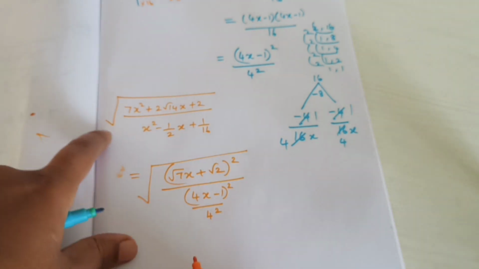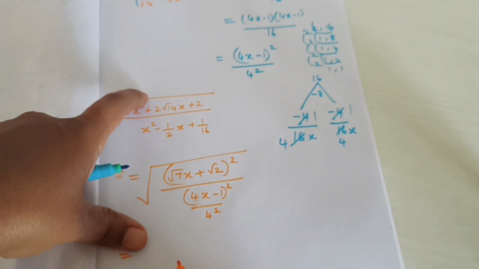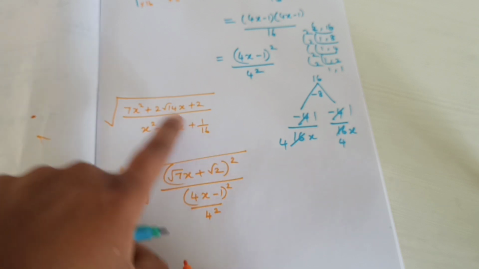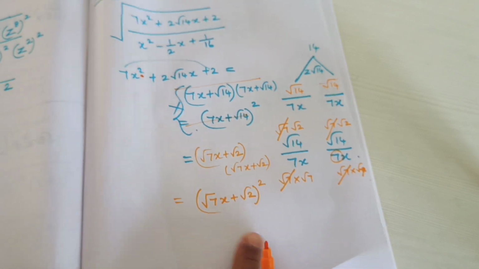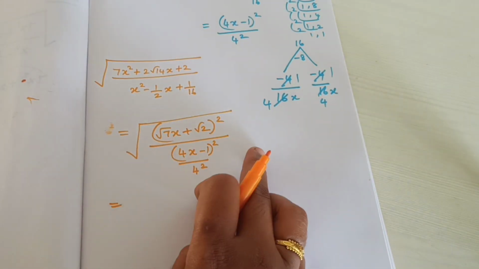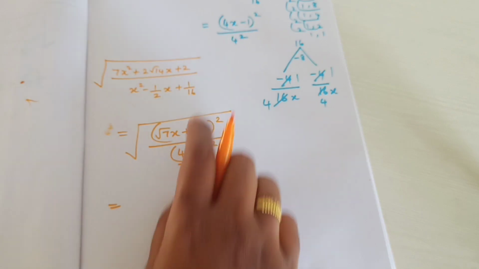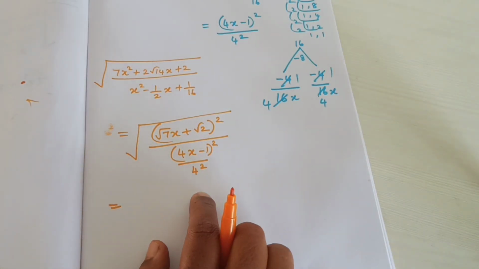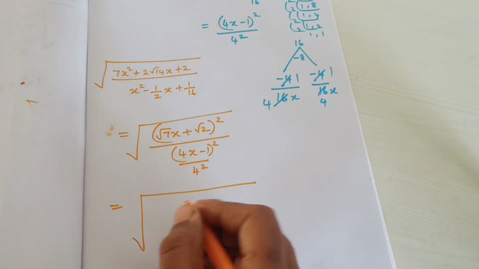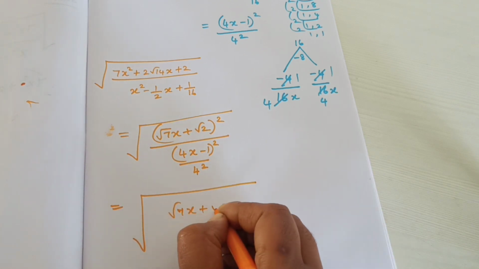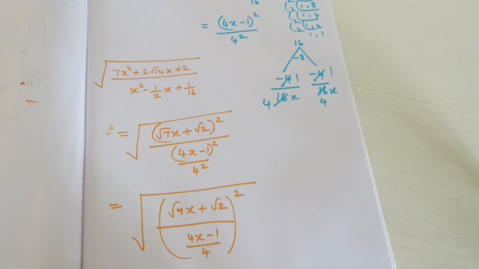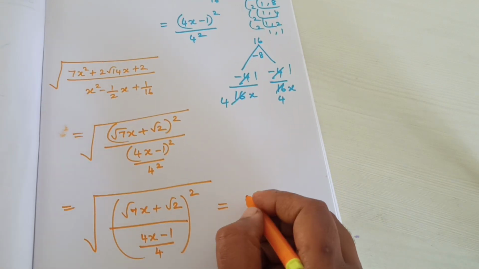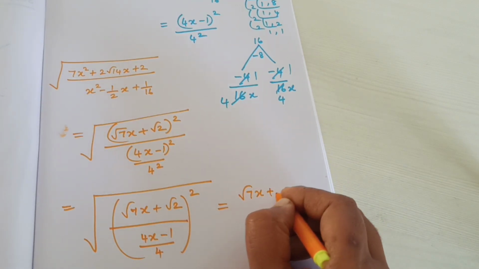Listen here, the final step: square root of, the question only again I wrote, this one, which is equal to square root of the value for the numerator just before we found, no? Here, this value divided by this. For this the answer is 4x minus 1 the whole square divided by 4 square. Now, square root of root 7x plus root 2 the whole square divided by 4x minus 1 by 4 the whole square. Okay. Now, the square and root get cancelled, and what is the final answer? Root 7x plus root 2.